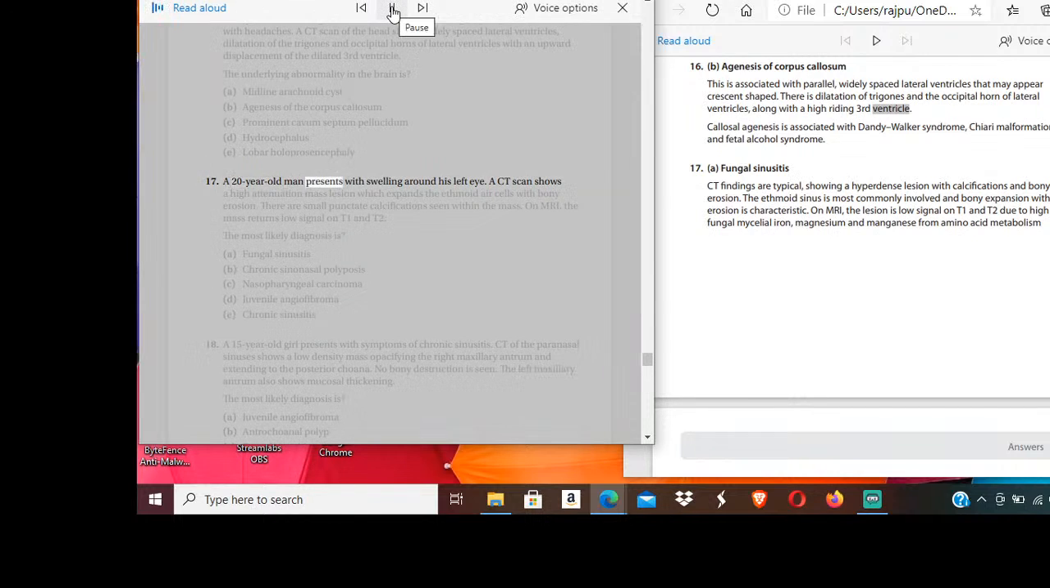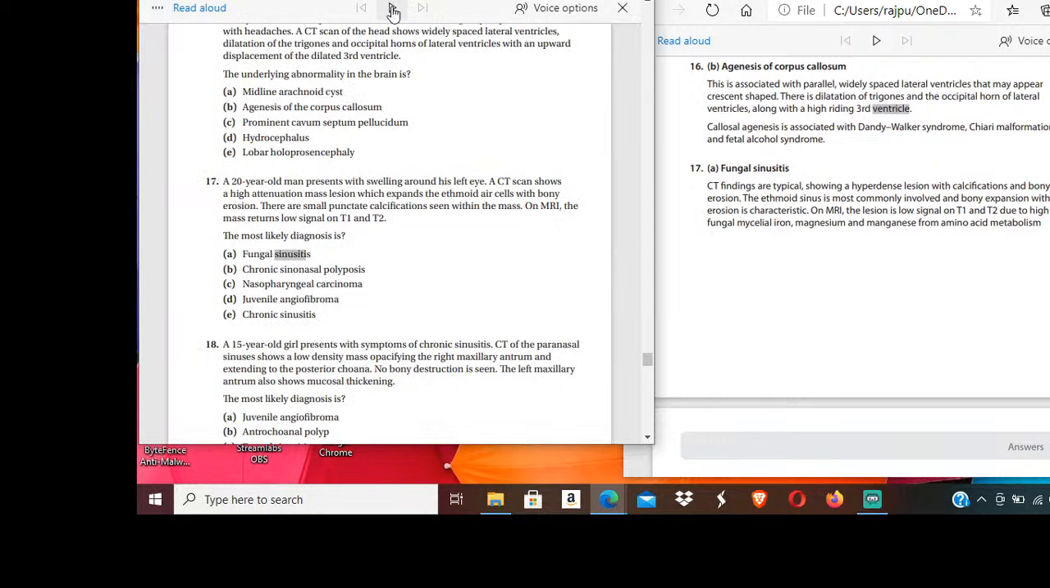A 20-year-old man presents with swelling around his left eye. A CT scan shows a high attenuation mass lesion which expands the ethmoid air cells with bony erosion. There are small punctate calcifications seen within the mass. On MRI, the mass returns low signal on T1 and T2. The most likely diagnosis is A. Fungal sinusitis.